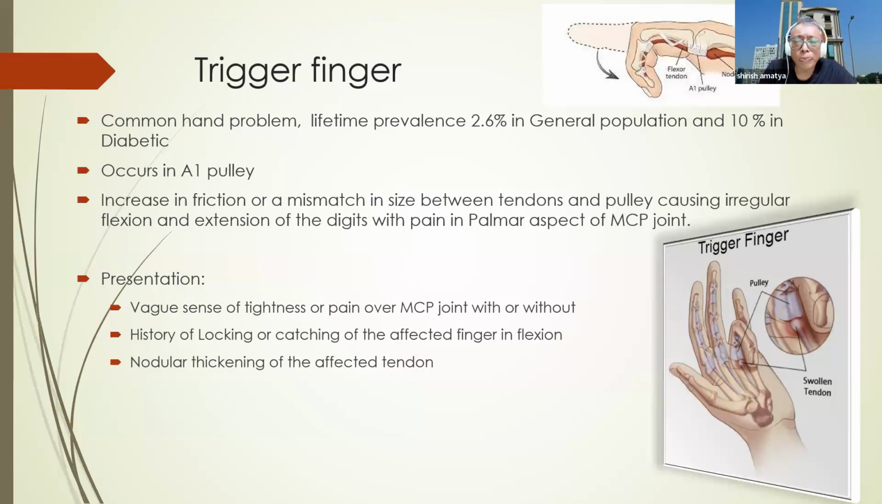Commonly the patient presents in the initial phase with a vague sense of tightness or pain over the metacarpophalangeal joint. But in a later stage, there can be a history of locking or catching of the affected finger when the finger is flexed. It's like the trigger of a gun; once the trigger is pulled, then it will be locked. We can also feel a nodular thickening or swelling in the affected tendon just over the head of the metacarpophalangeal joint.